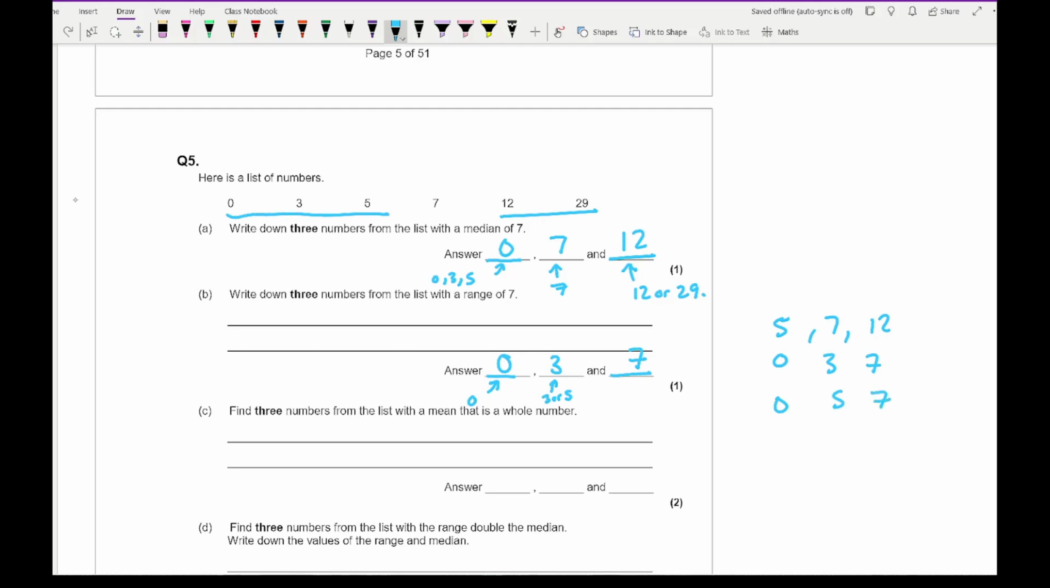The next one then says find 3 numbers from the list with a mean that is a whole number. So what I need to do is find 3 numbers that when I add them together, it's going to be a multiple of 3. So here we could go for 0, 3 and 12. So that would give me a multiple of 3. That's one possible option. I could go for any other, so basically where you add up 3 numbers and if it's a multiple of 3, it's correct.